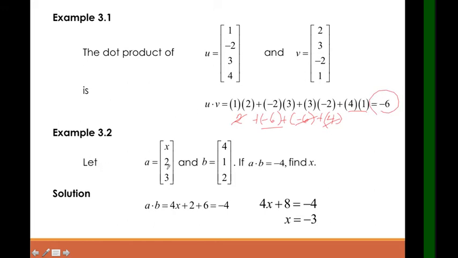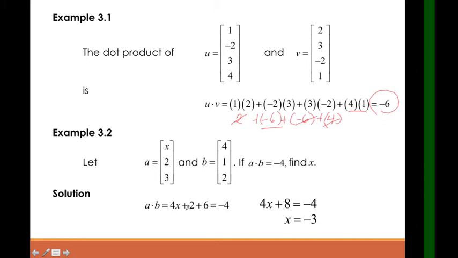Example 3.2. Let A be equal to the vector x, 2, and 3, and B equal to 4, 1, and 2. If A times B is equal to negative 4, let's try to find x. So first we need to find x. We have the multiplication of the two vectors. A times B equals 4 times x, that's correct. Then 2 times 1 is 2 and 3 times 2 is 6.